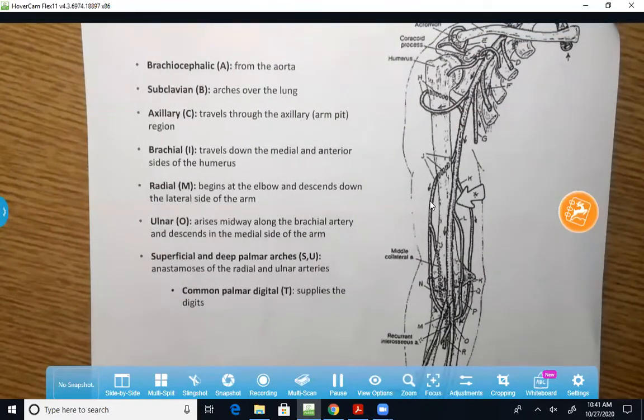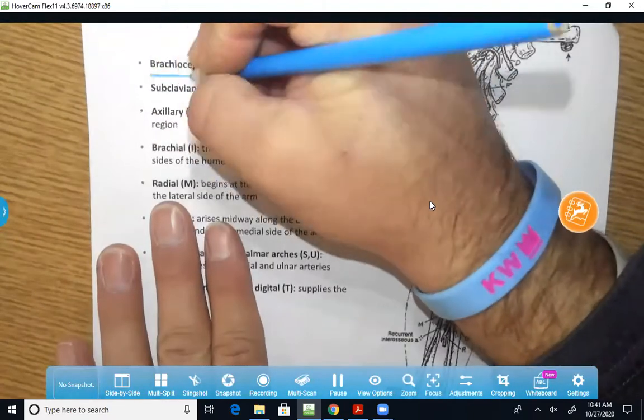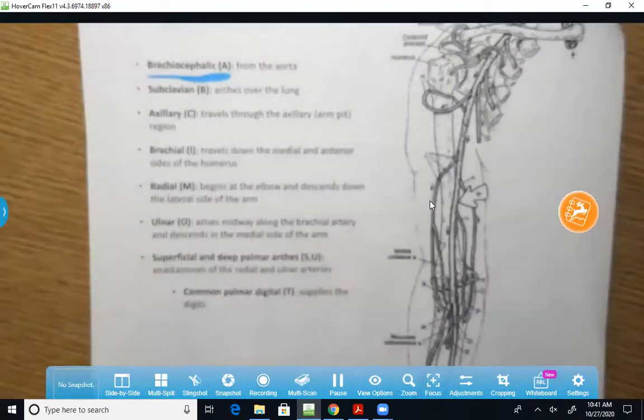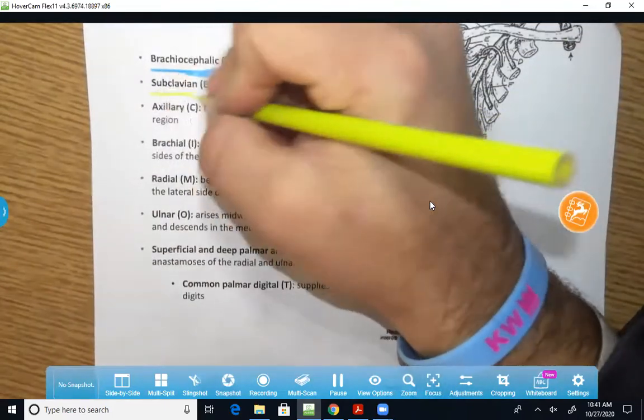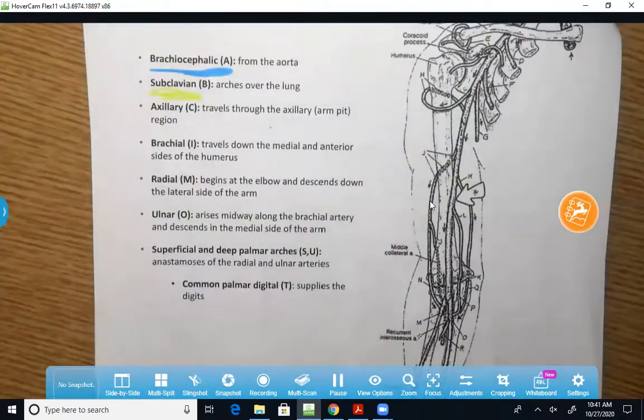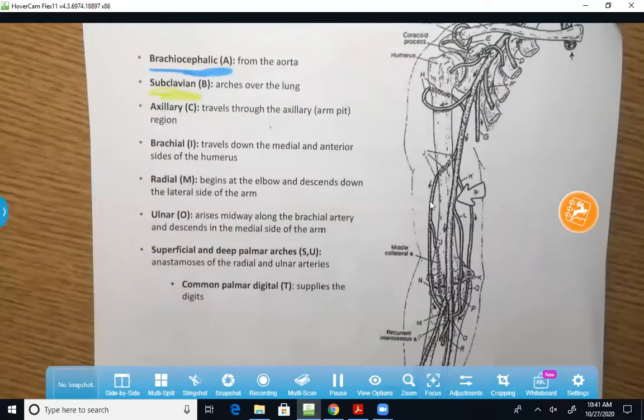All right, in the arm, we're dealing with the right arm, so we have, again, the brachiocephalic to deal with. Otherwise, the subclavian would be coming directly off the aorta. Subclavian we've seen many times now.